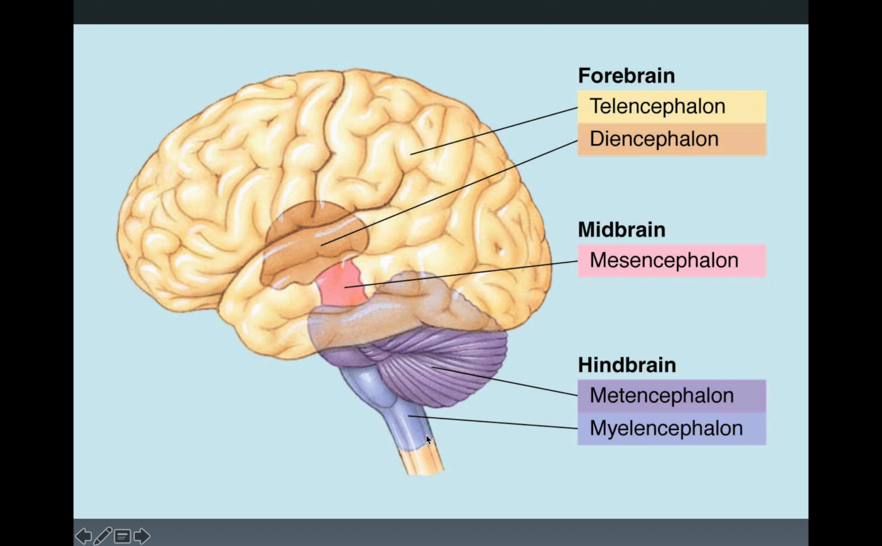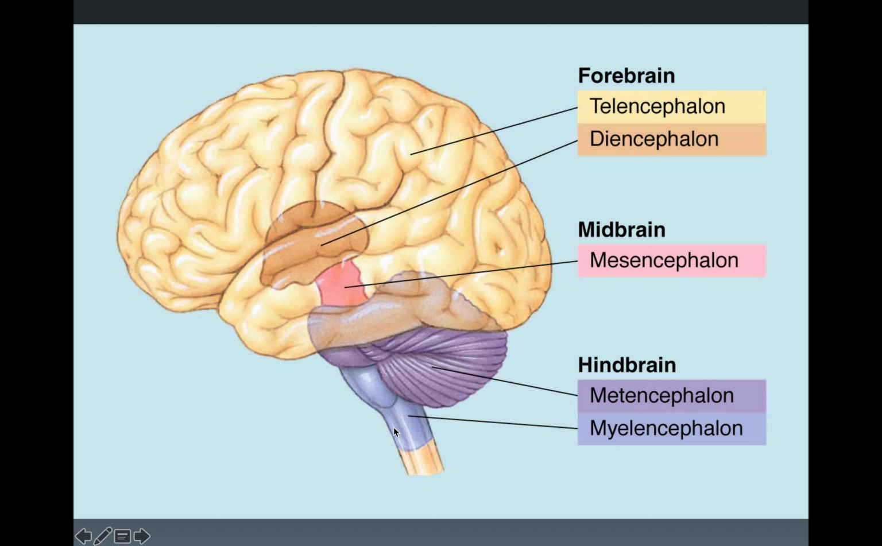So an important thing to know about the brain that helps you to think about what functions are localized where is that the brain evolved from the bottom, or the spinal cord, up. So you're going to have things that are controlled by these lower regions of the brain be things that are more necessary for survival, more basic.